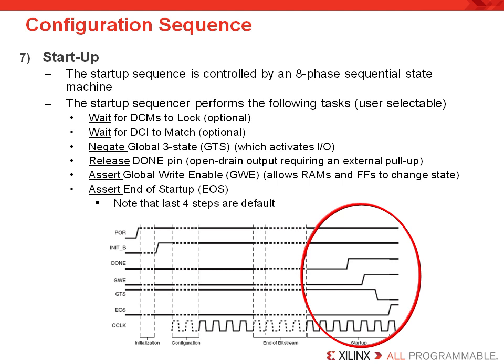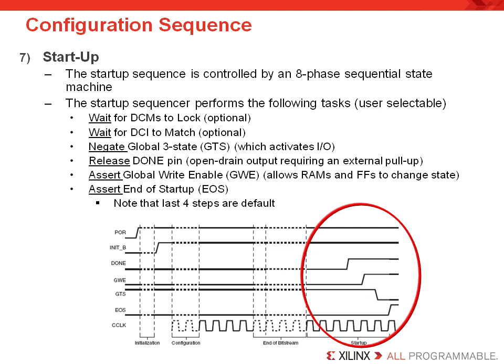Now this diagram provides you with a nice graphical display of the whole configuration process from beginning to end. In our case, we're down at the startup region in the far right of the diagram. Startup contains several useful services that most customers appreciate. These include wait for DCMs to lock, which is optional, wait for the DCI to match, which is also optional, negate the global 3-state, that is the GTS, which activates the I/O pins, release the DONE pin, this is an open drain output requiring external pull-up, assert the global write enable, allowing the RAMs and flip-flops to change state, and then assert the end of startup, or EOS.